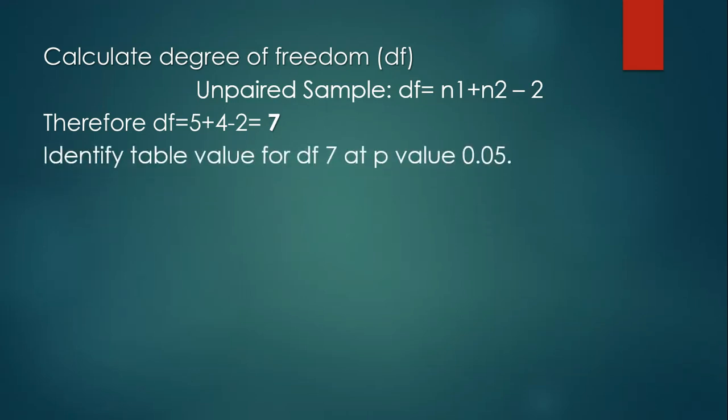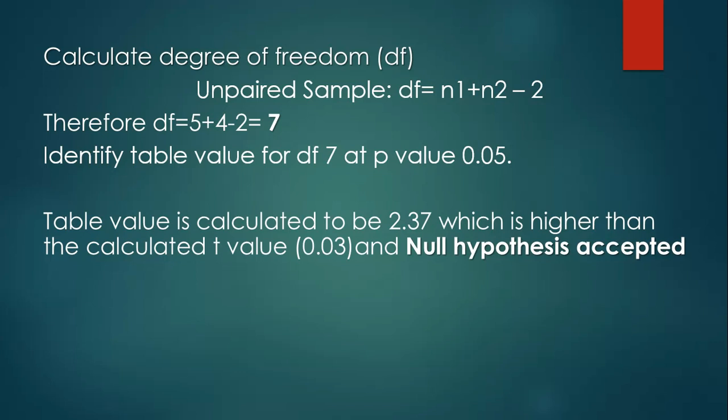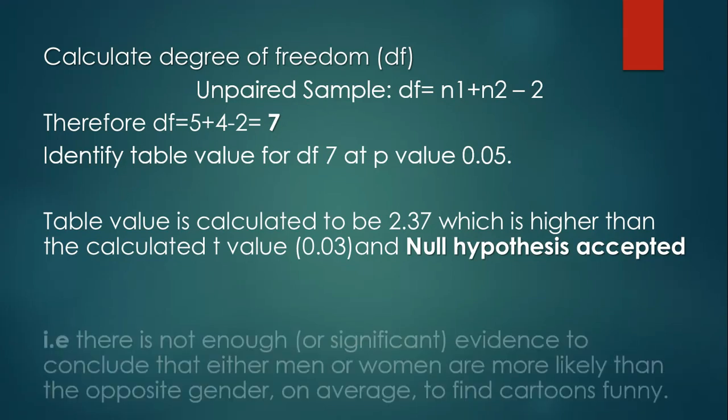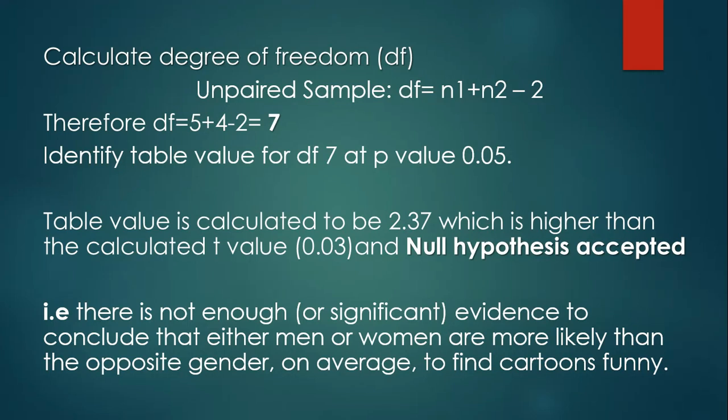So next we have to identify the table value for 7 DF at p value 0.05. The table value is 2.37, which is higher than the calculated t value. And here the null hypothesis is accepted. So we can say that there is not enough evidence to conclude that either men or women are more likely than the opposite gender on average to find the cartoons funny, or there is no significant difference between both the genders in finding the cartoon funny.